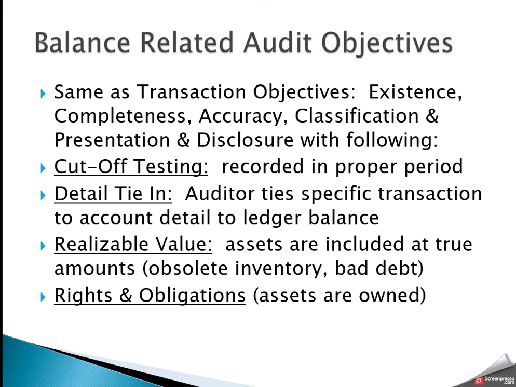Realizable value means that assets are included at their true amounts, so if you have any obsolete inventory, that's been written off. If you're looking through your accounts receivable, have you done a proper bad debt analysis to write off the people who haven't paid, where it's been over 90 days and you've done all kinds of things to collect? The rights and obligations would look at your assets owned or your liabilities owed. So maybe you're going to test some of those documents to make sure you had legal rights to that asset, again, on the balance sheet date.